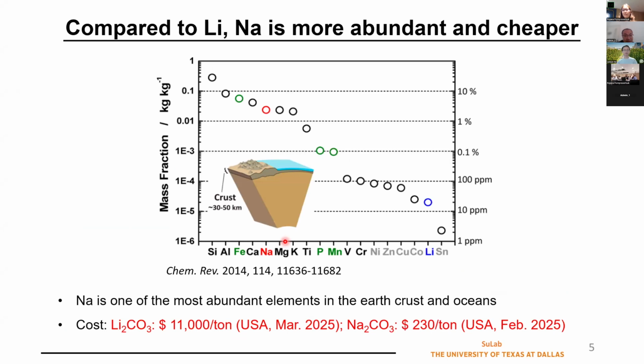First of all, compared to lithium, sodium is more abundant and cheaper. Here is the market price of lithium carbonate and sodium carbonate. Lithium carbonate in 2025 in the United States is 11,000 per ton, and sodium carbonate is 5 times cheaper. If we compare crust abundance, sodium is number 5 among all the elements, while lithium is very little. This is one reason for selecting sodium batteries compared to state-of-the-art lithium-ion batteries.